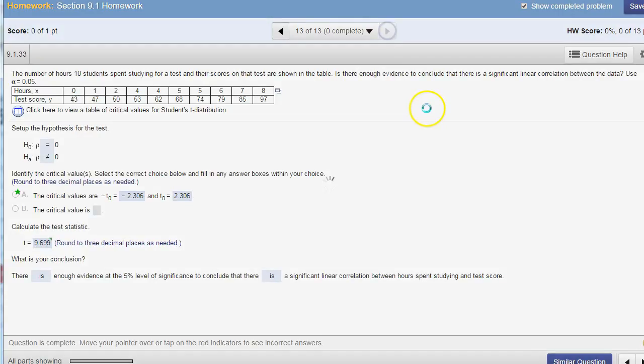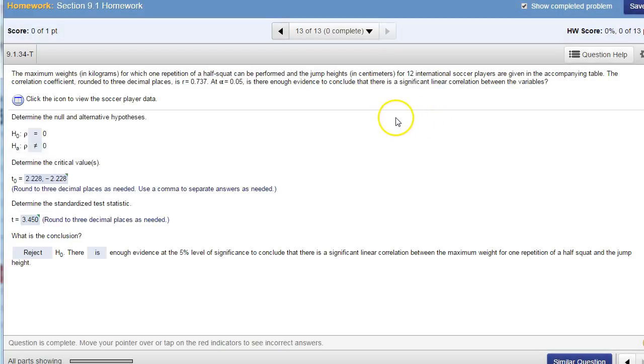Pretty much the same thing. Let's check 13. 13 also is the same thing. So let me just do number 13 here. Same thing again, the maximum weights for which one repetition of half squat can be performed and the jumping heights of 12 international soccer players are given in the accompanying table. The correlation coefficient rounded to 3 decimal places, r, is 0.737 and alpha is equal to 0.05. Is there enough evidence to conclude that there is a significant correlation between the variables?